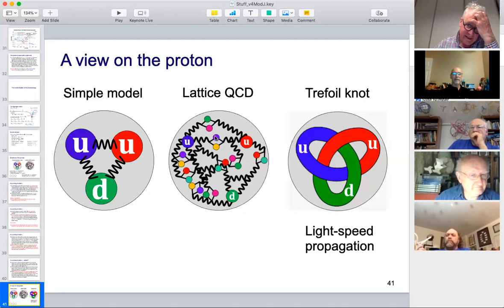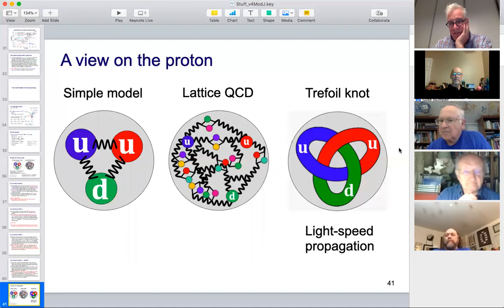Or we could go to Martin and my model of what's happening and think about this thing as being a trefoil knot that goes around in a continuous loop and shows the properties of quarks as properties of the dimensions of that trefoil, x, y, and z. And the whole thing running around and around at light speed. So this is the construction. So this is what I wanted to get to, what the internal structure of the proton might look like.